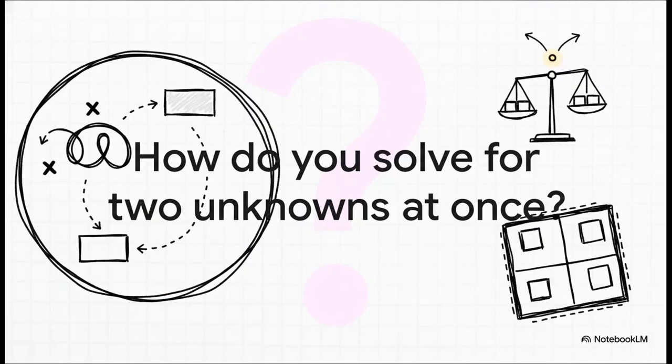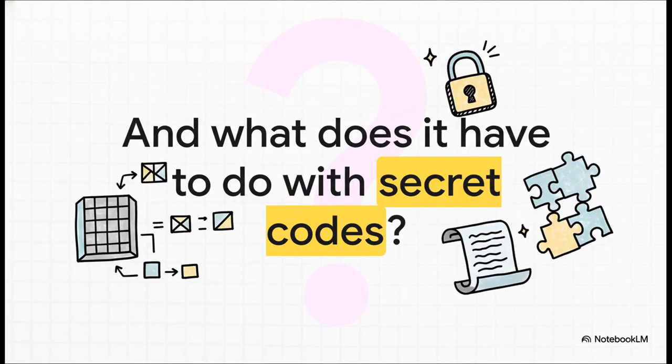Yeah, we've all been there, right? You've got two variables, say x and y, all tangled up in a couple of equations. How in the world do you find that one single point where both of their lines meet? Now, there are a few ways to do it, but the method we're going to explore today is just exceptionally clean. But here's where it gets really cool.